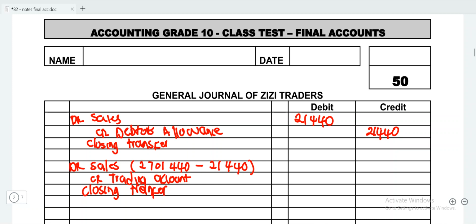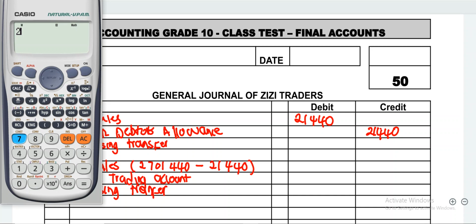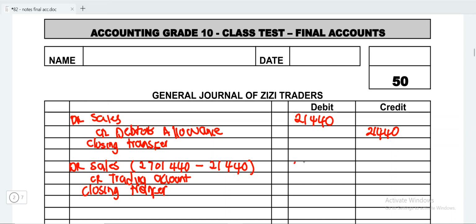So let's see, 2,701,440, then we say minus 21,440. It is giving us 2,680,000. So therefore our net sales is going to be 2,680,000. So that 2,680,000 will come here, and then we will then credit also by 2,680,000, and then from there you have fulfilled the second step.